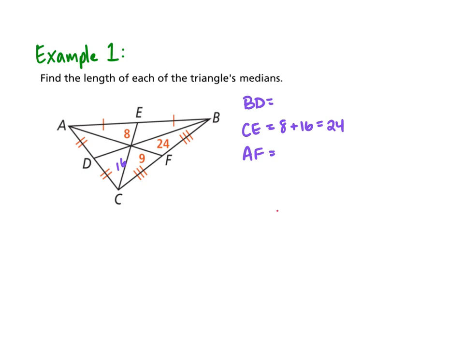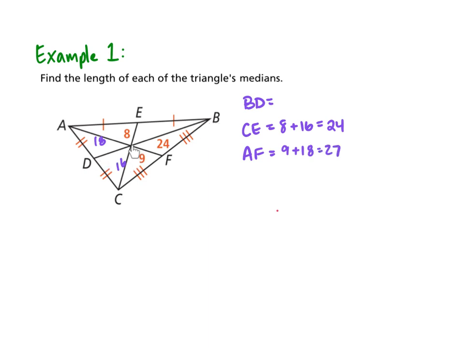And then in the same way, if I look at segment AF, I have a long part here, and then the centroid, and then the short part. And the shorter part, it says, is 9 units long. So that means this longer part is going to be 18 units long, 9 times 2. So the length of AF is 9 plus 18, which is 27.